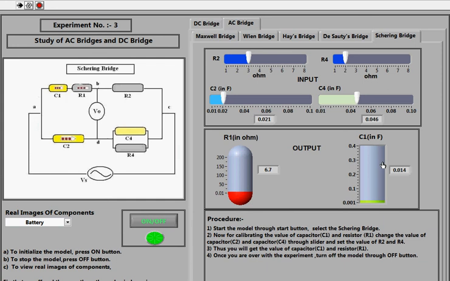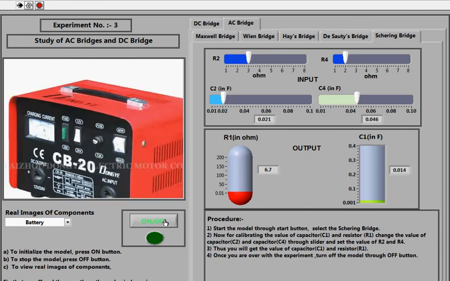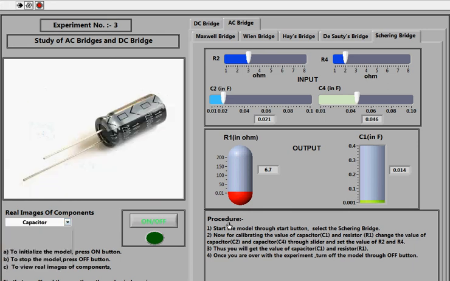After completing the experiment, click on the Stop tab. I hope you all have understood the purpose and process of AC and DC bridges. You can go through the experiment by following the steps given below in the procedure so that you have a better understanding regarding the experiment.